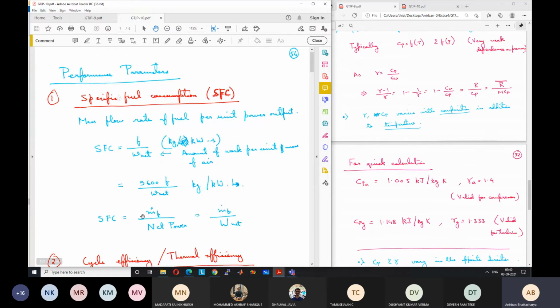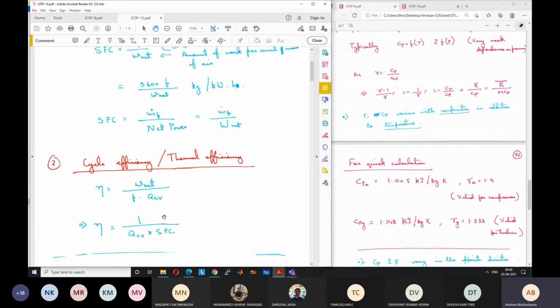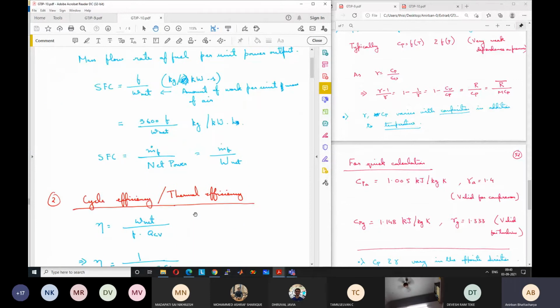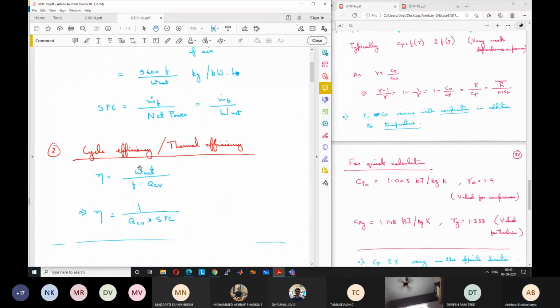So this is what I was saying. This is equal to basically m dot f by capital W net. If you cancel m dot f from the denominator and numerator, you get F by small w net. The other important performance parameter is the cycle efficiency.